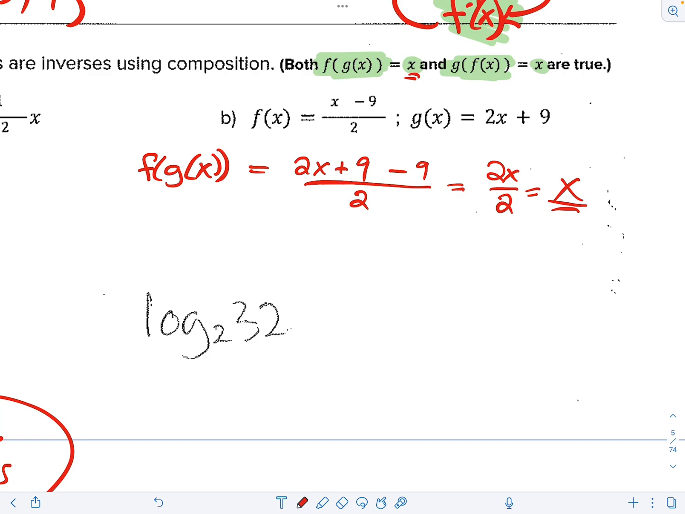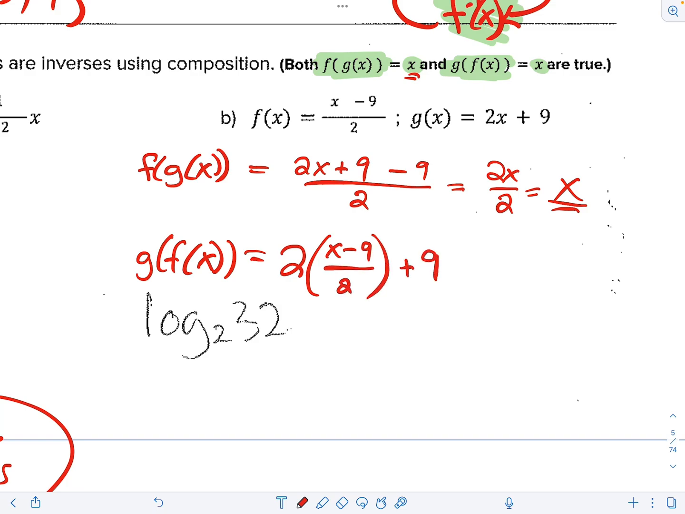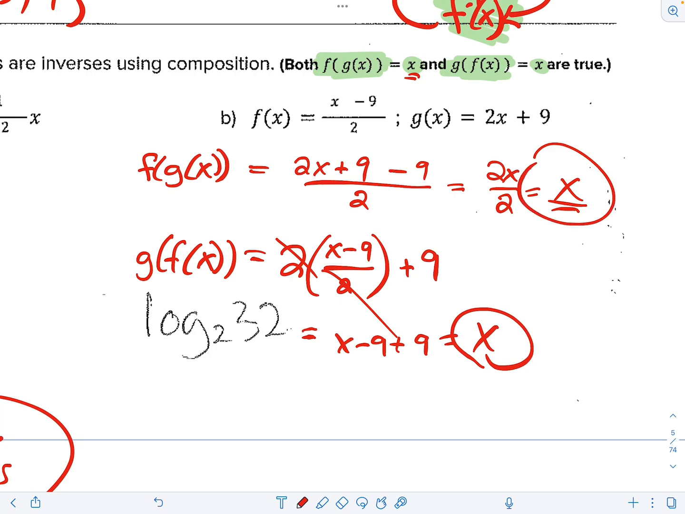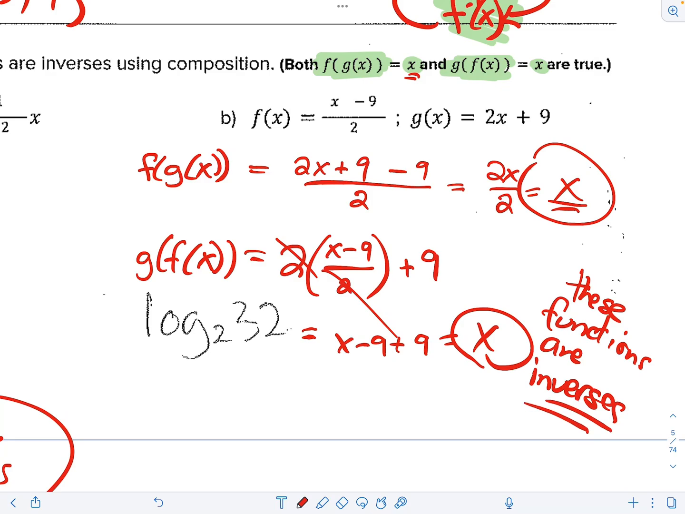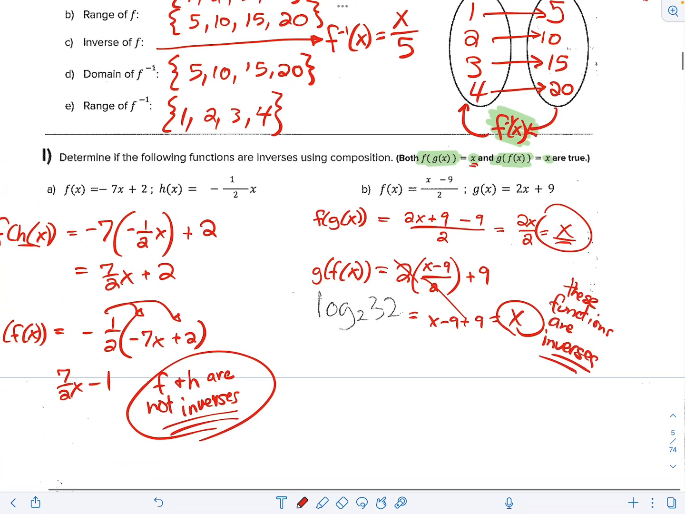Aha! Similarly, g of f of x means the f function goes into the g function, and the g function doubles whatever the input is. There I am doubling it, and then adding 9. That's nice, that's x minus 9 plus 9 equals x. So these functions are inverses. Okay, objective 1 achieved: how to determine if two functions are inverses.